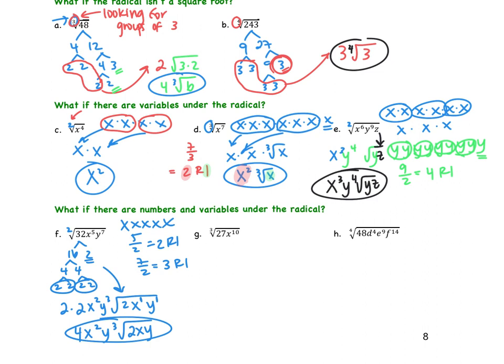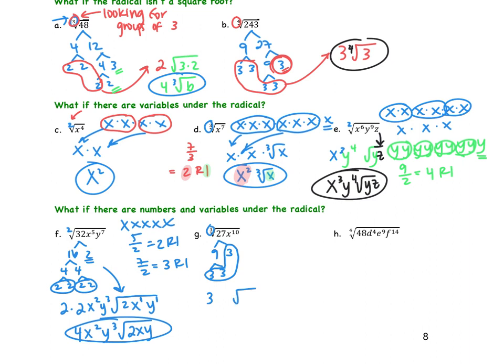Okay, for g, this time I have an index of 3, so we need groups of 3 or triplets. This 27 I'm going to break down. I get 9 times 3 and 3 times 3. Remember, we're looking for groups of 3 at a time, not 2 anymore. That tells me the 3 comes outside the root. There's nothing left over.